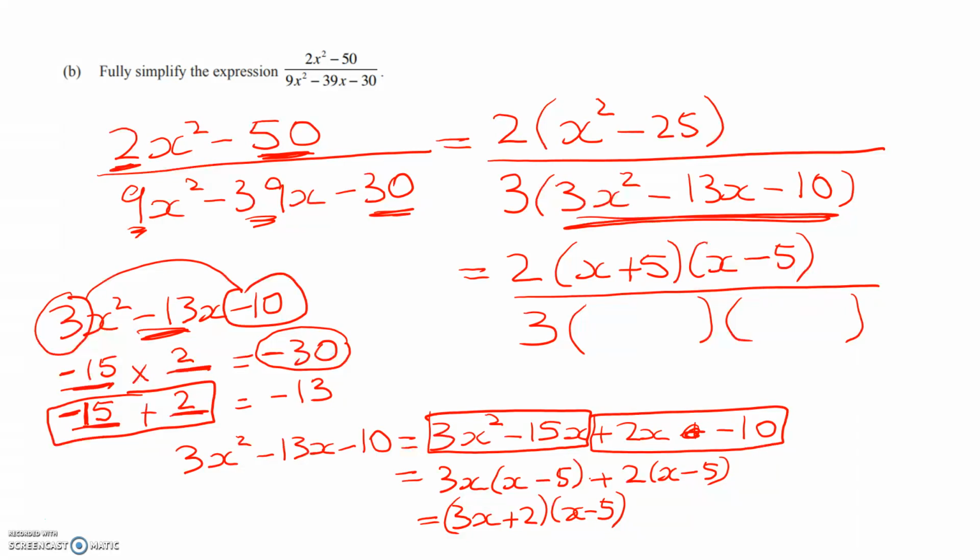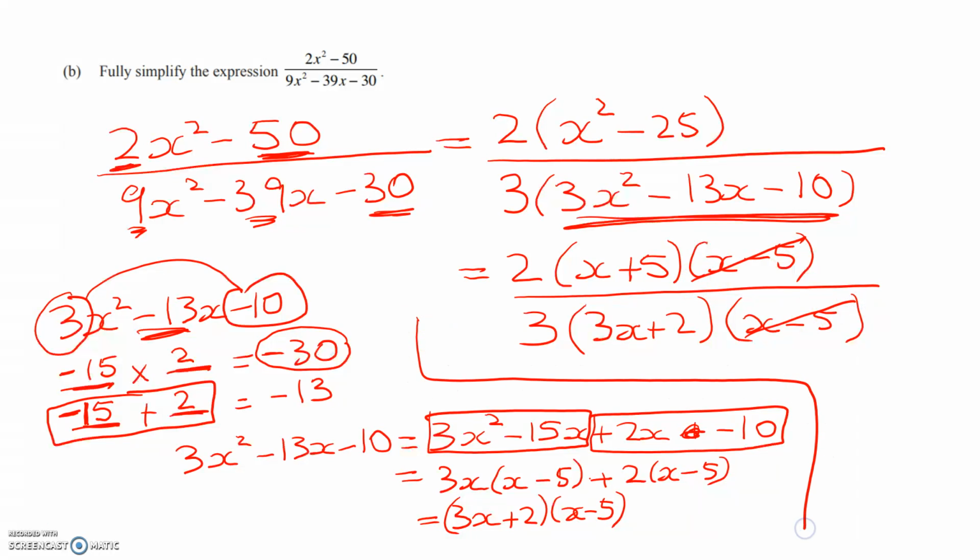So now we're ready to pop that back into our expression up here. We have 3x plus 2 times x minus 5. And we can see that we can simplify by dividing top and bottom by x minus 5. What a big mess. Okay, now my final answer works out to be this: 2 times x plus 5 over 3 times 3x plus 2.